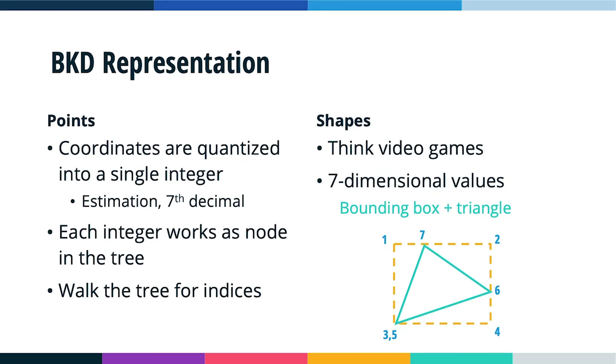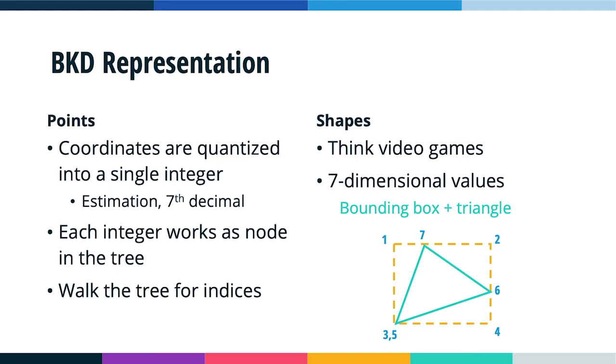The seven dimensions represent both the bounding box and the triangle that makes up a shape. So you may have a single shape that has many of these seven dimensional values. So in this shape, let's look at these numbers associated on the screen here. One through four are the bounding box, and then five through seven are the triangle within it. Now, by itself, you might think, why are you including the bounding box? What that enables you to do is quickly start to generate other sets that are surrounding it.